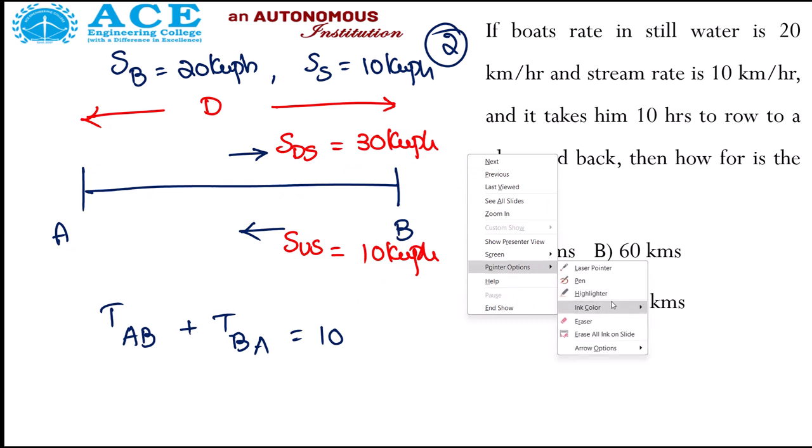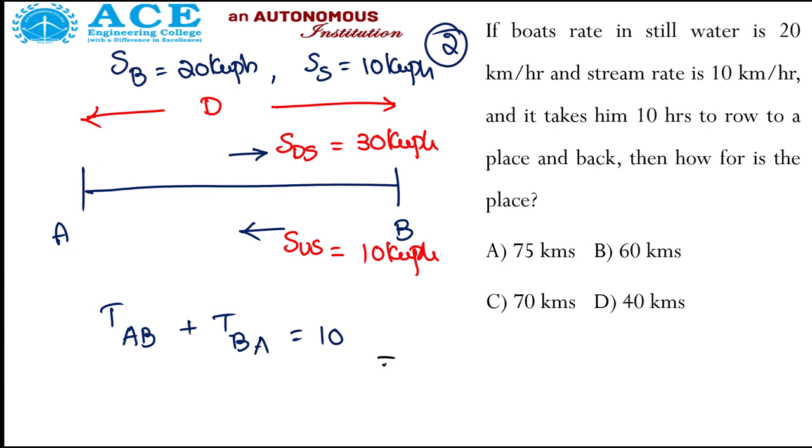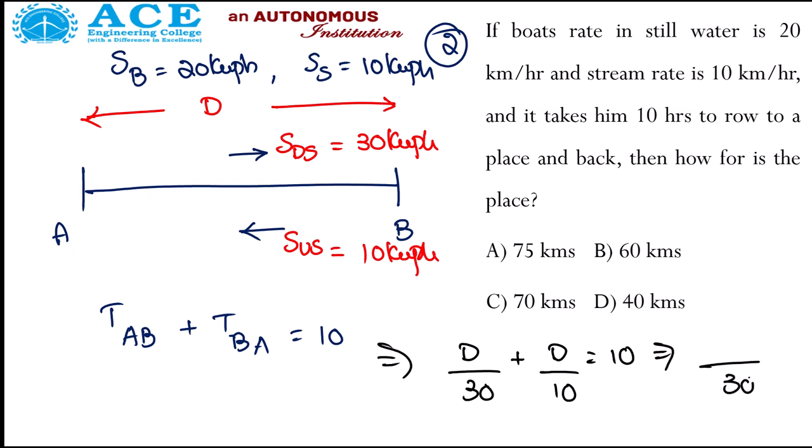Now, the total timing is given. Time is distance divided by speed. A to B distance is D, speed is 30. B to A distance is D, speed is 10, and the total equals 10. So here you can take 30 as the LCM. D plus 3D, that is 4D, equals 300. Hope you got the D value: D equals 300 divided by 4, which is 75.